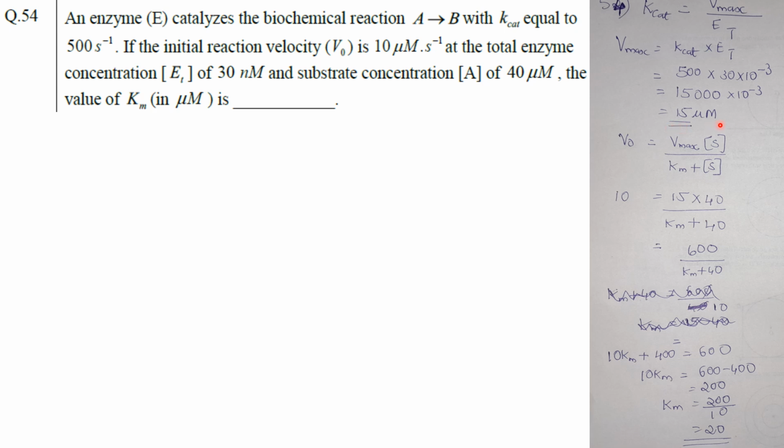Now use the Michaelis-Menten equation, that is V0 is equal to Vmax into concentration of S by Km plus concentration of S. From there you can calculate Km. Substitute the values. Vmax we have found out. S they have given as 40 micromolar, and V0 is 10 micromolar per second. So substitute the values and you will get Km value as 20.